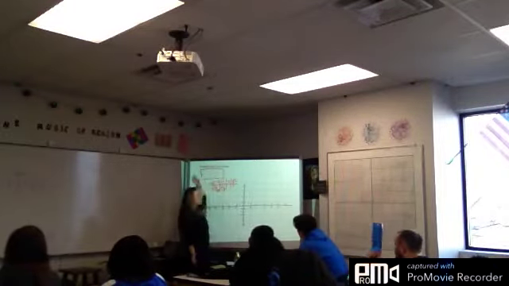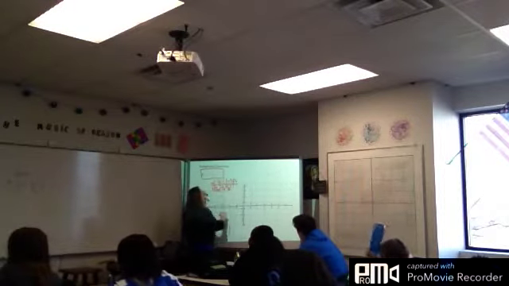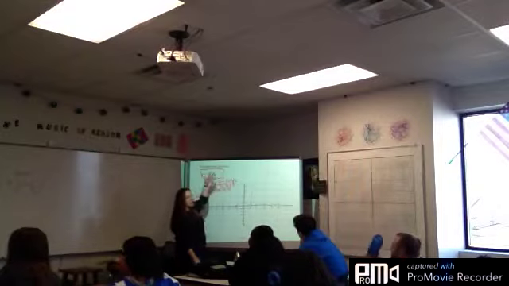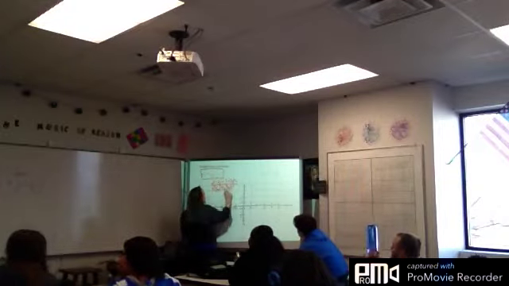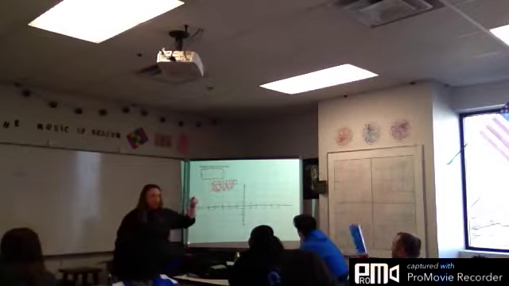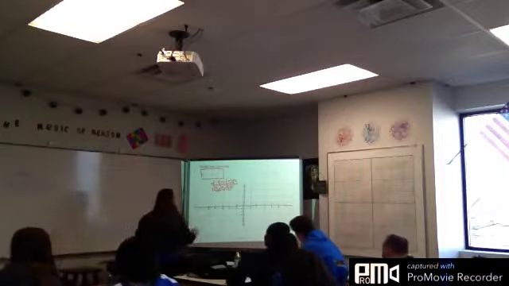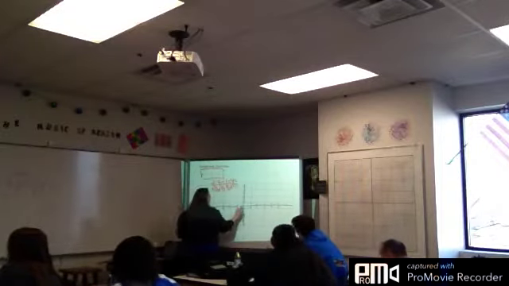What happens when I plug 0 in? What's 1 times 1/2? When I plug 1 in, what's 4 times 1/2? 2. And when I plug 2 in, I have 4 squared, which is 16. And then what's 16 times 1/2? 8. Now I can graph those points.